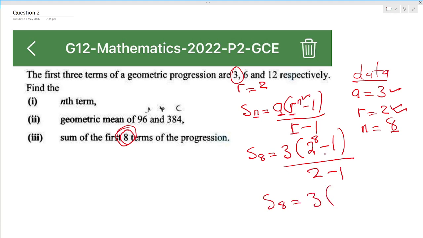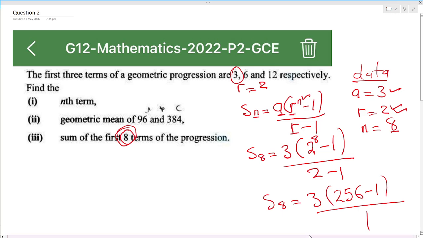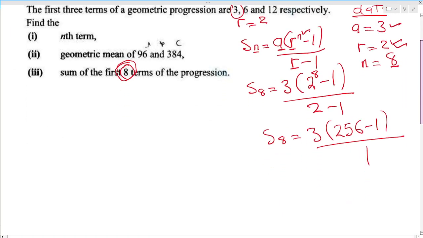We start with the orders inside the brackets. What is 2 raised to the power of 8? It gives me 256. So I'm going to have 256 minus 1 inside the bracket. Down here we say 2 minus 1, giving us a 1. We proceed.